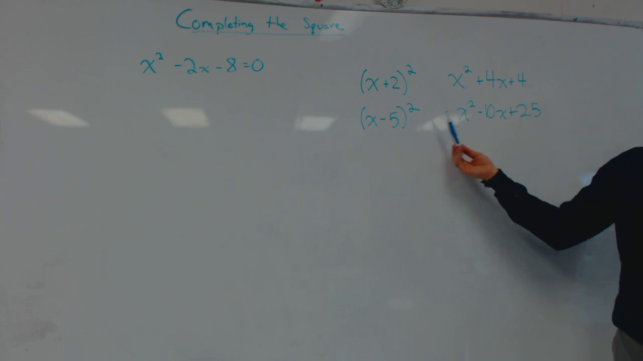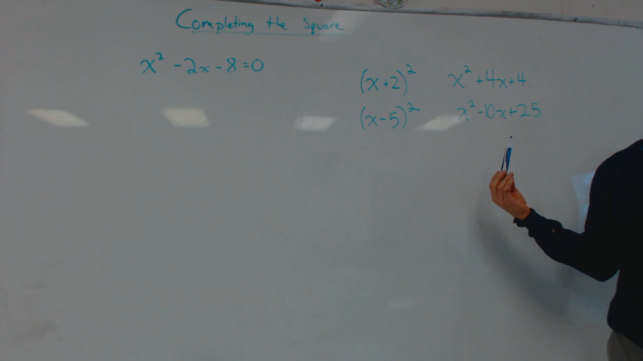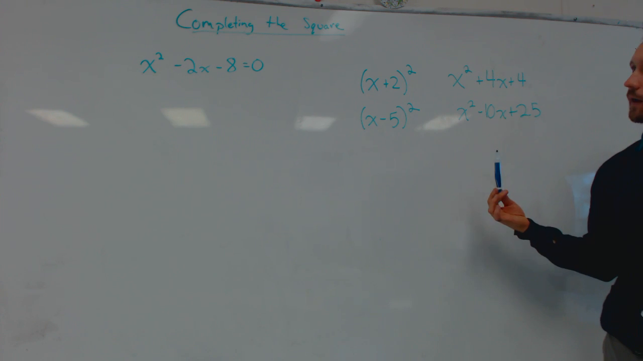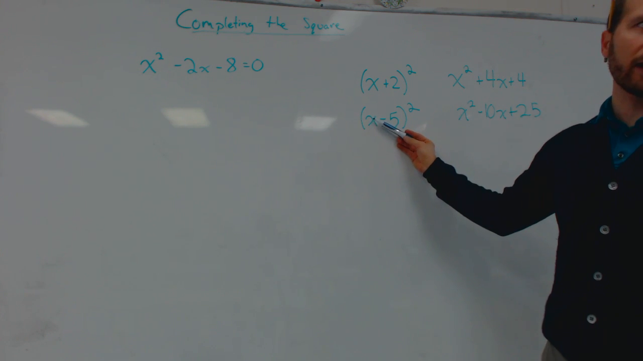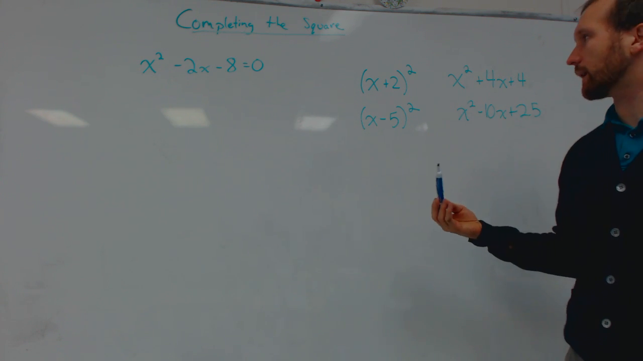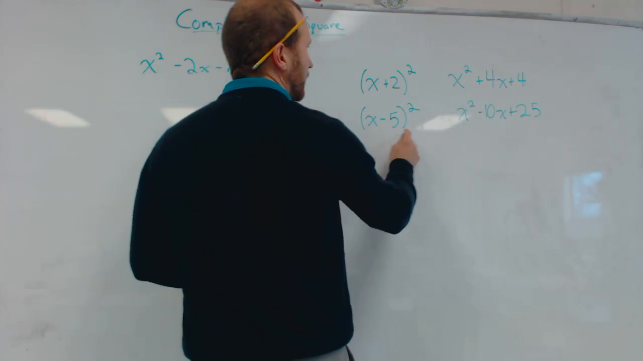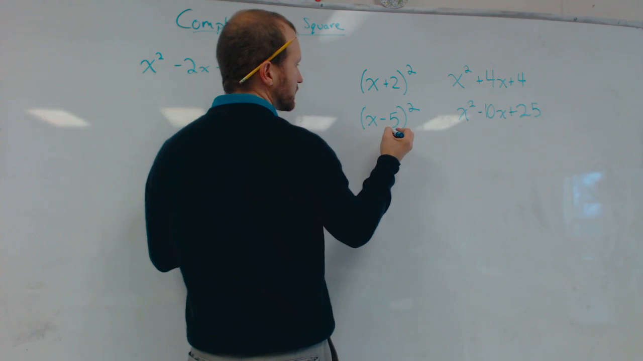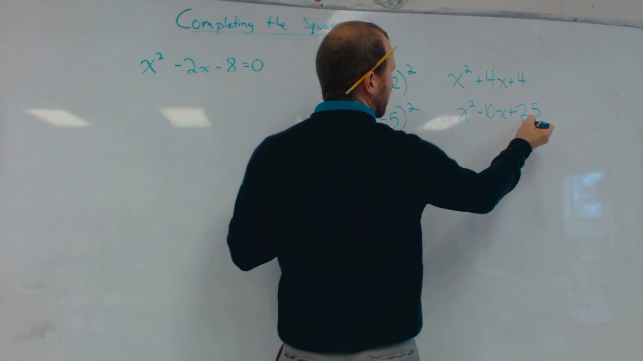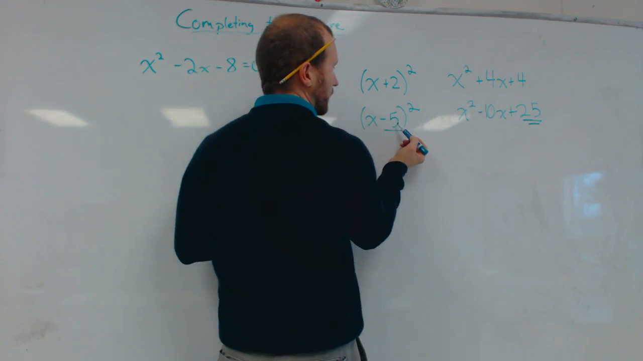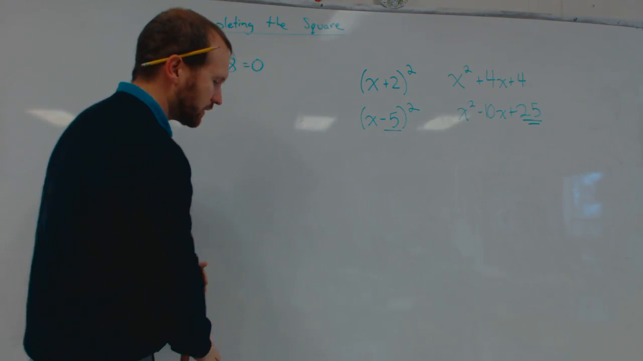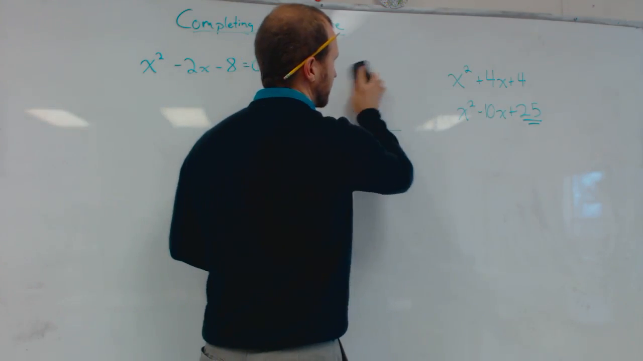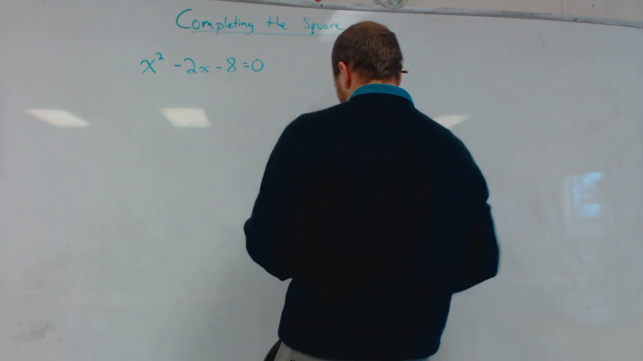Oh wait, can you use FOIL? Something, because you can also have like 2x plus 2 squared, right? We could have a number in front of x. We're not going to get into that today. So the pattern here is that this middle number is 2 times this, and this last number is this squared. So I have to create a perfect square.